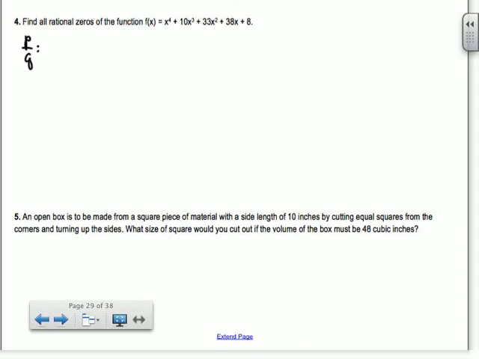So our possibilities, p comes from the last number, so factors of 8. q comes from the first numbers. I'm nice to you a lot in algebra 2, and often that's 1. Okay, so we want factors of 8, so 1, 2, 4, and 8. Factors of 1 are 1 and negative 1. So we have 8 possibilities: 1, 2, 4, 8, negative 1, negative 2, negative 4, negative 8.